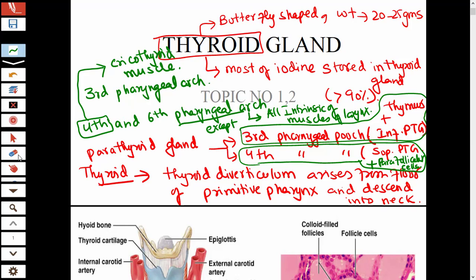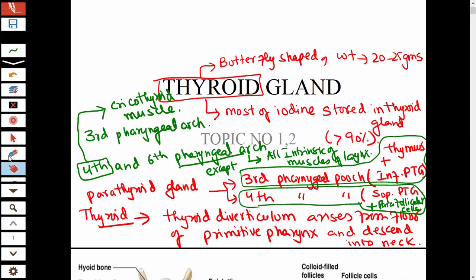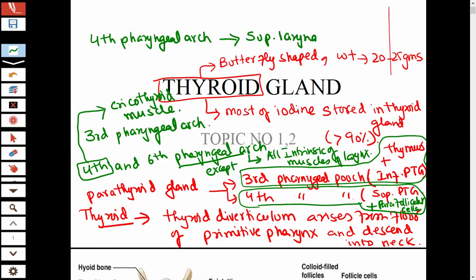So these are the MCQs. So please remember that the fourth pharyngeal arch, for example, if I write here the fourth pharyngeal arch, it is innervated by your superior laryngeal nerve. Okay, superior laryngeal nerve. Sixth pharyngeal arch, it is innervated by your recurrent laryngeal nerve. Okay, it is innervated by your recurrent laryngeal nerve.